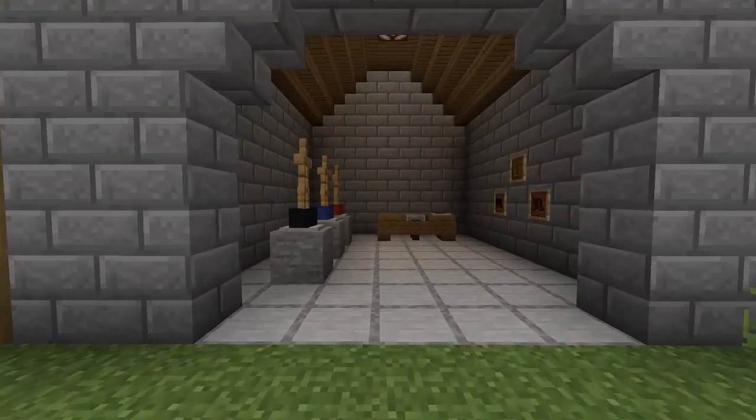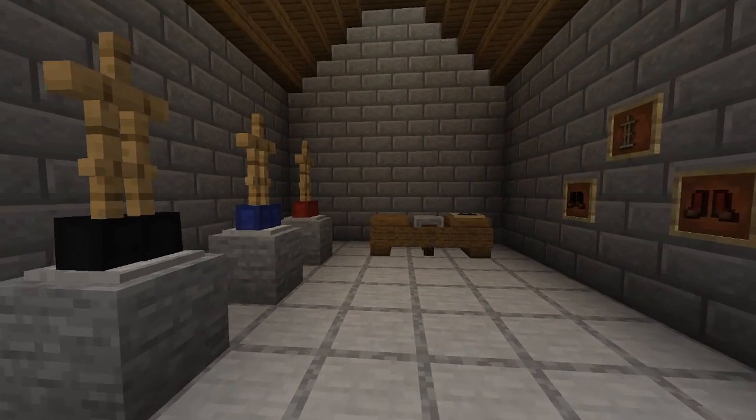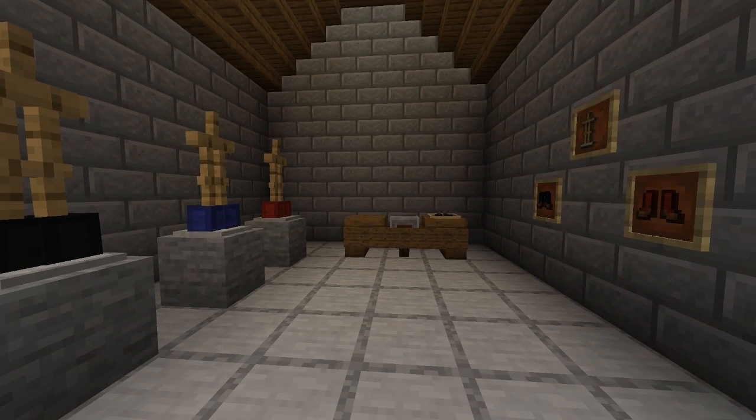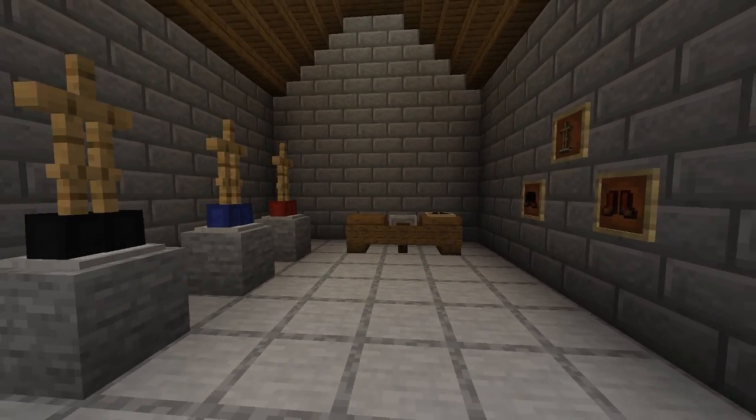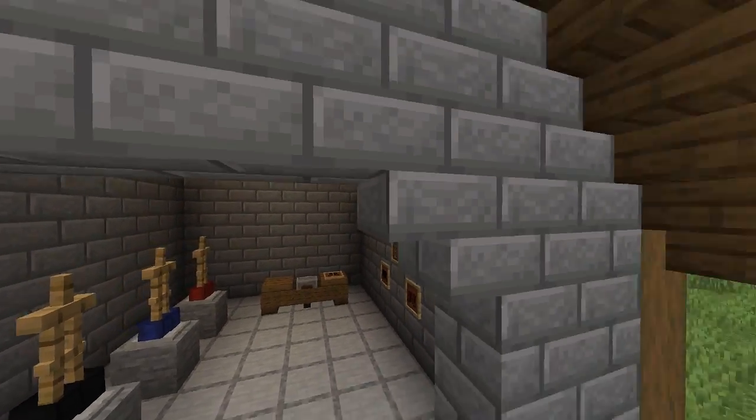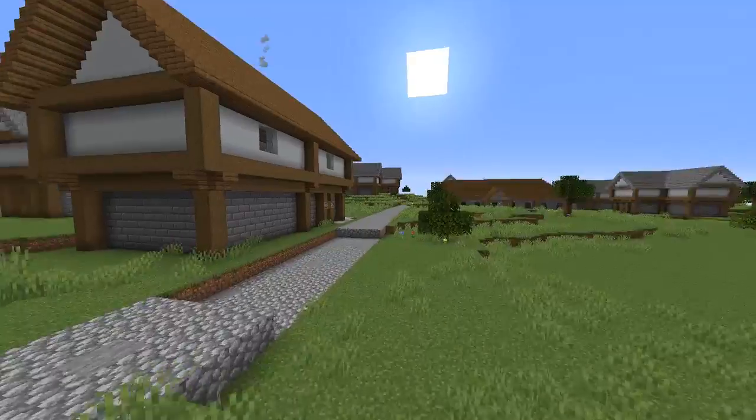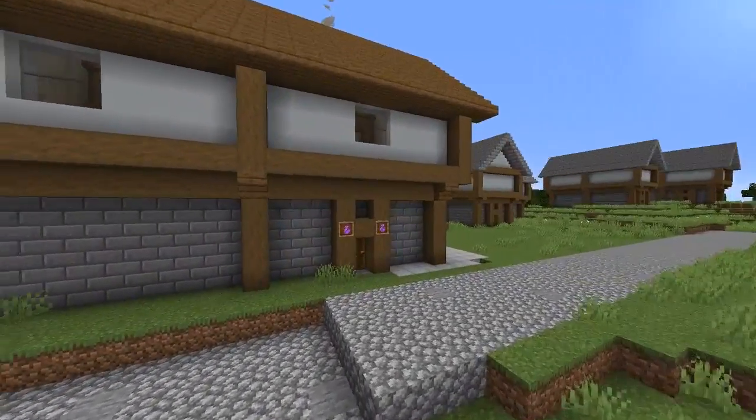So this business right here is the shoemaker. He makes all of our shoes for us to make sure we don't cut our feet on rocks or anything like that. Okay, and our last business is the apothecary.